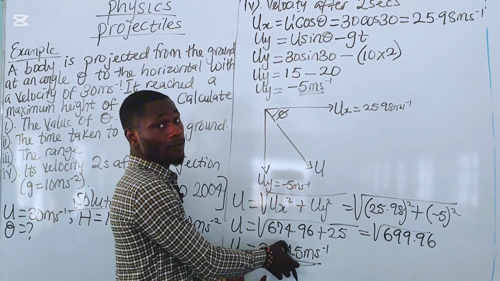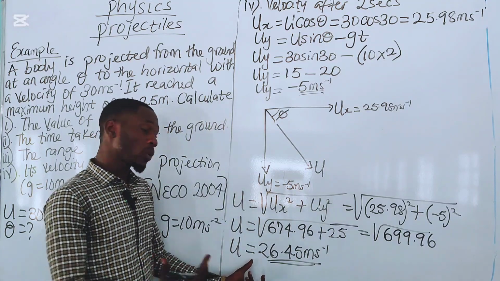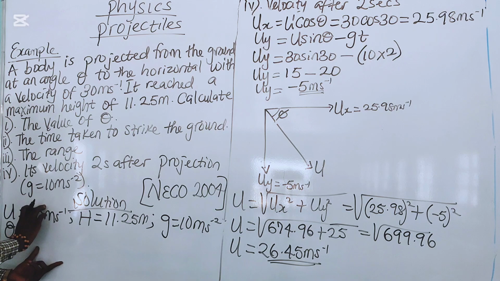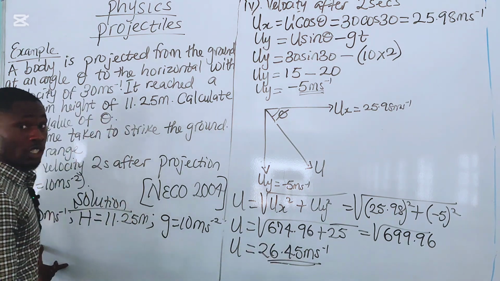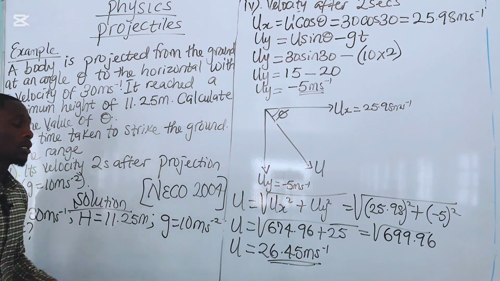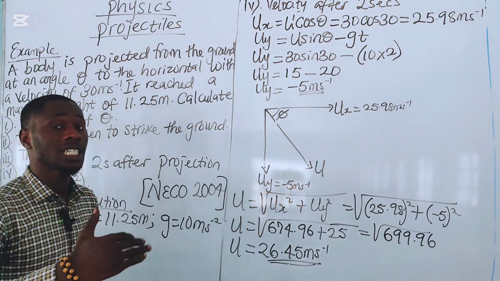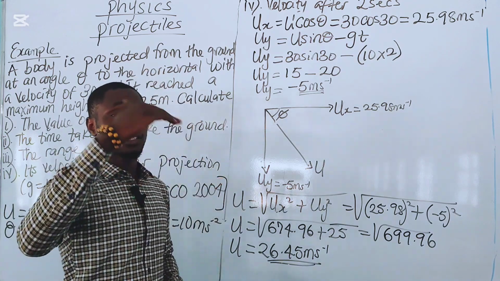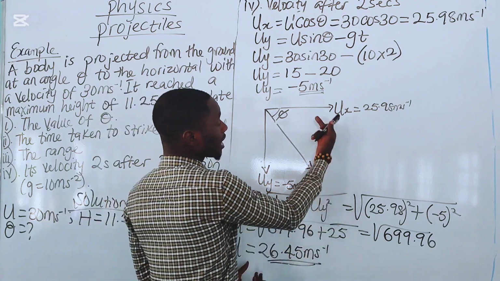So this actually gives us the actual velocity or speed of the body just after 2 seconds. When you compare this speed and the initial speed of the projectile, which is 30 meters per second, you can see that after 2 seconds, the velocity reduced to 26.45, telling you that the more time the projectile spends in air, the lesser the velocity of the projectile becomes.